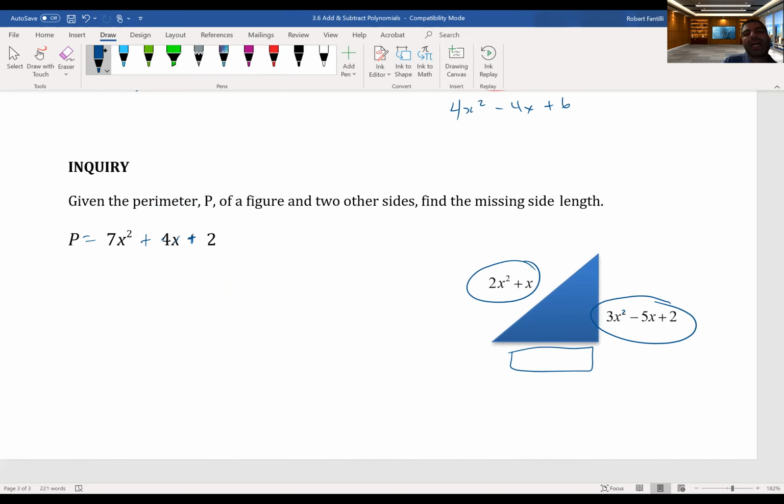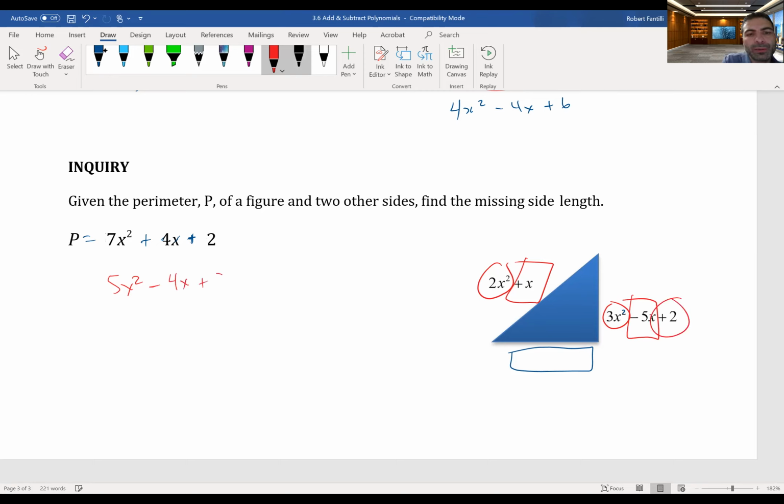All right, what do we have so far? Well, let me just collect like terms right in the picture. I've got 2x squared and a 3x squared. So far I have 5x squared. Then I've got this plus x minus 5x. Well, positive 1x minus 5x is negative 4x. And then I've got nothing there, and I got a positive 2 here. Okay, well, I'm supposed to get 7x squared plus 4x plus 2. But so far I have that.